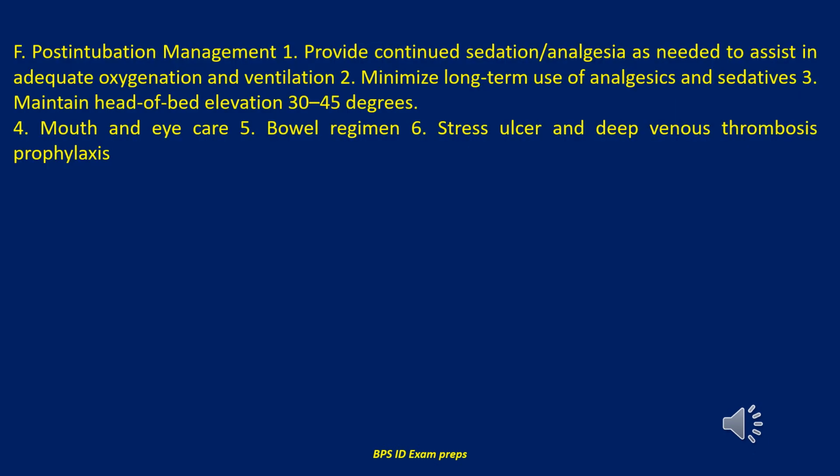F. We will now discuss post-intubation management. 1. We should provide continued sedation and analgesia as needed to assist in adequate oxygenation and ventilation. 2. We should minimize long-term use of analgesics and sedatives. 3. We should maintain head-of-bed elevation at 30 to 45 degrees. 4. We should do mouth and eye care. 5. We should administer a bowel regimen. 6. We should manage stress ulcer and administer deep venous thrombosis prophylaxis.